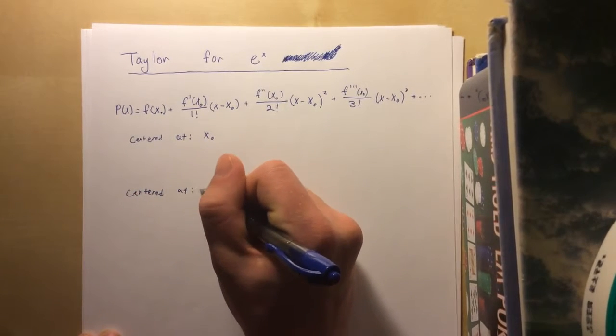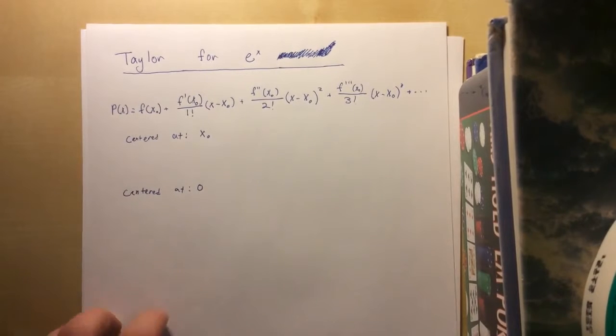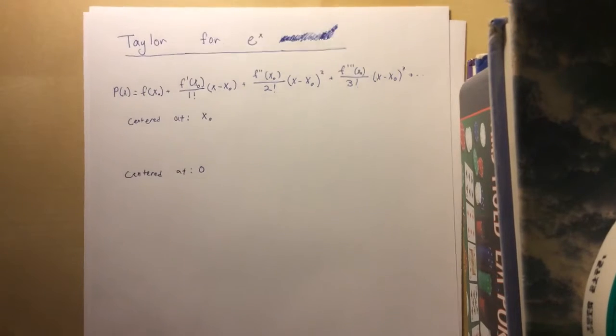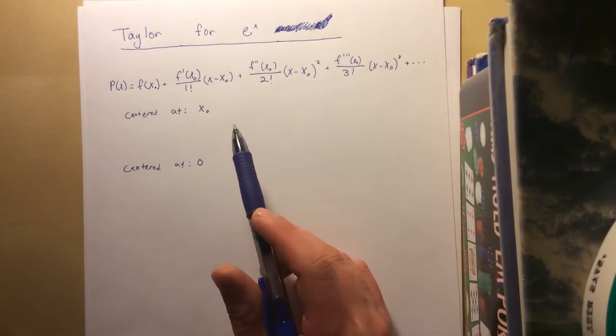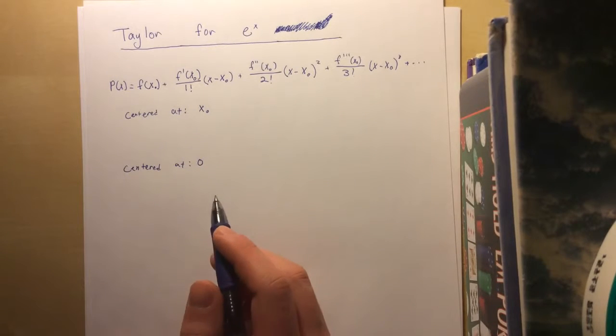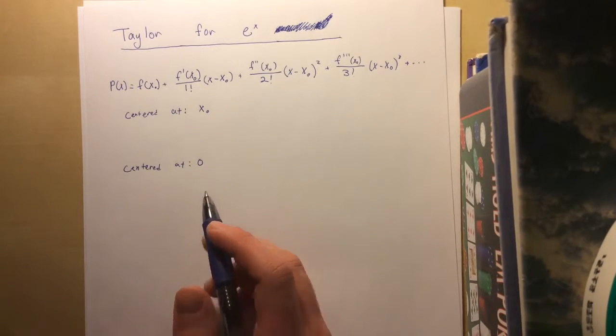at 0. So what this is also called, when you're centering it at 0, it's also called a Maclaurin. So it's another vocab word. So the first thing we want to do is find these derivatives. So let's go ahead and write out some derivatives for e to the x.